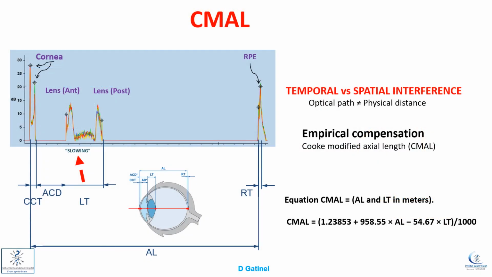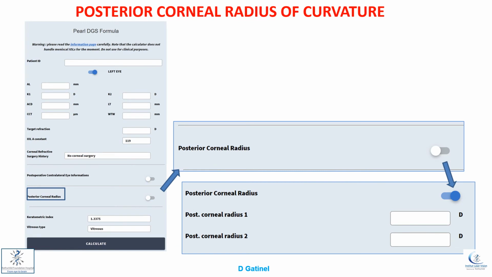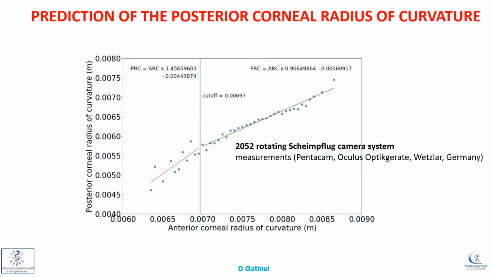In optical biometry, peaks are obtained when light takes an identical time and not an identical physical distance between 2 points. An empirical fix was published by Dr. Cook to modify the actual length, and it is used in the Pearl formula. When the posterior corneal radius is known, it is possible to enter this information in the formula. However, if the posterior corneal radius is not measured, an algorithm designed on a preliminary study makes it possible to predict the value of the posterior radius thanks to a regression formula, so as to obtain a more precise value than with the approximation based on the keratometric index and the anterior radius of the cornea.